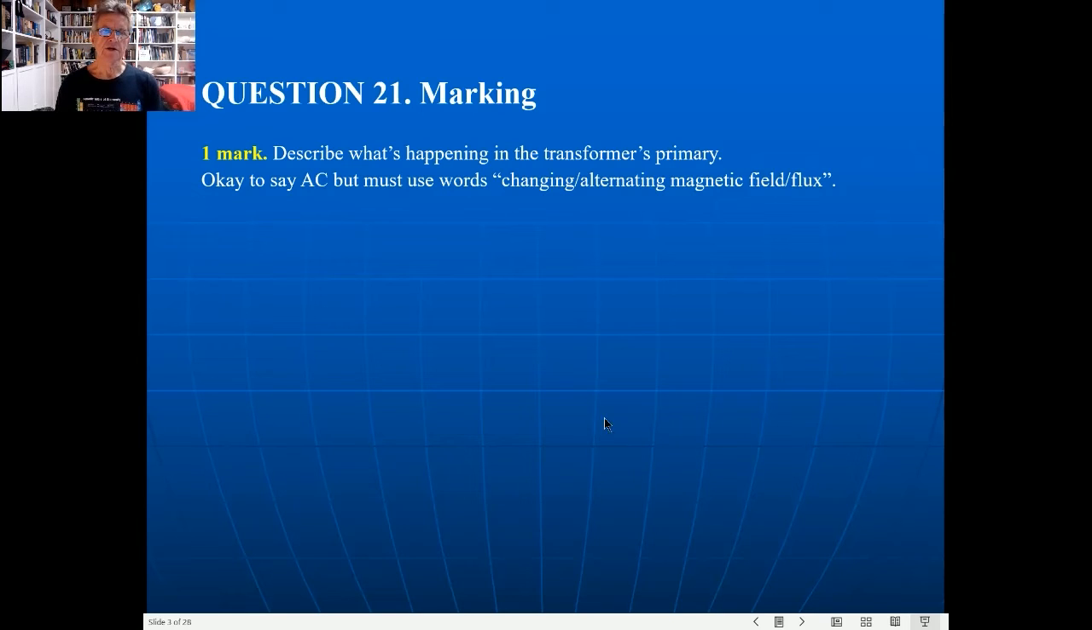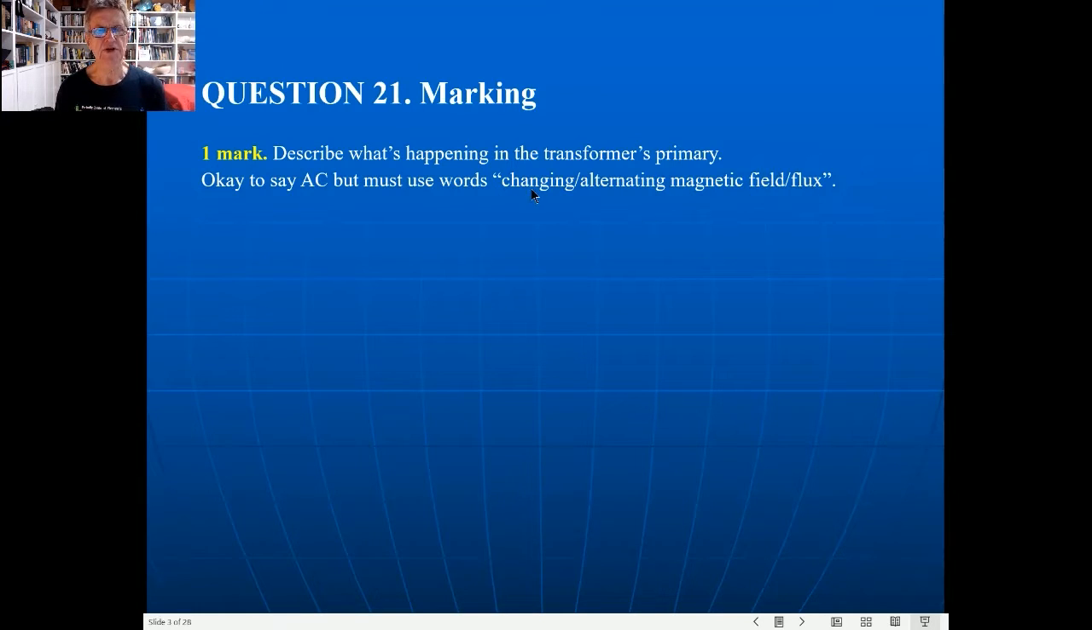Okay, so for instance, when you were asked to explain the transformer, the first thing is to describe what's happening in the primary. Now you realise there's a primary and a secondary, and the two things that tie them together are the number of turns and Faraday's law. So what you'd be saying is that in the primary there's an alternating magnetic field or flux.